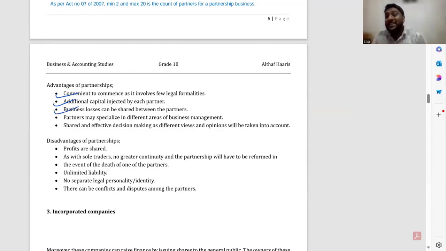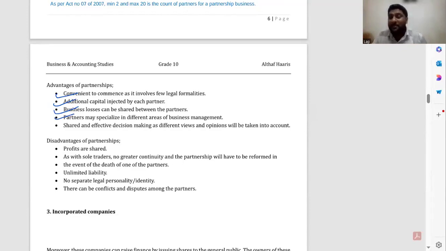Partners may be specialized in different areas. Sometimes one person is good in sales, one person is good in marketing, one person is good in operations, one person is good in finance. So when all the people come together and do the work, the business is good in all the areas. Sometimes as one individual, you might be good only in operations and sales, not in marketing and finance. But if there is a partnership, since everyone is good in different areas, the business will do wonders.